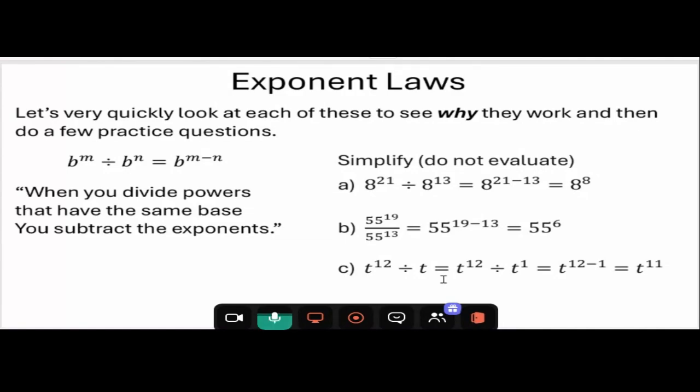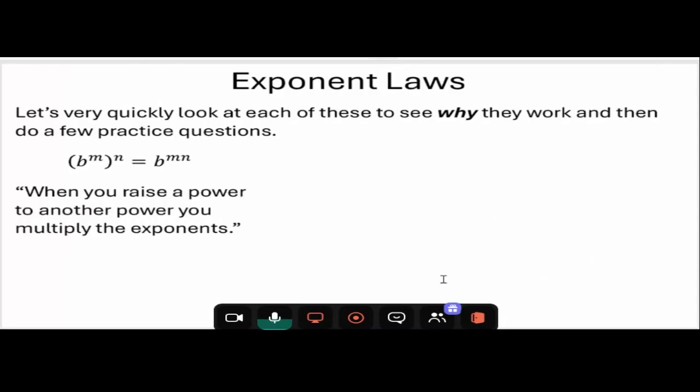Okay, so there's our first two rules. If you're multiplying and the bases are the same, you add the exponents. If you're dividing and the bases are the same, you subtract the exponents. Third law, when you raise a power to another power, you multiply the exponents. So here we've got b to the m to the power of n, and we're claiming it's going to be b to the power of, remember this means m times n if we don't write anything in between two variables.